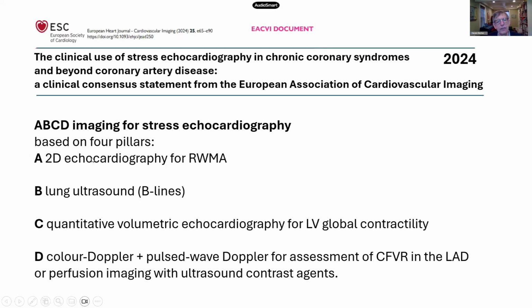Now, A would be 2D echocardiography for regional wall motion assessment, B, lung ultrasound for B lines, C, quantitative volumetric echocardiography, and D would be color Doppler or pulse wave Doppler for coronary flow and/or perfusion imaging. Now, this sounds complex and frightening, but the consensus paper also includes that the assessment of the regional wall motion abnormalities is still the first and the most important parameter we should do.